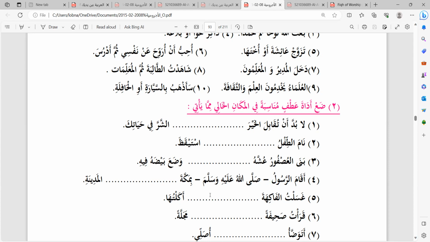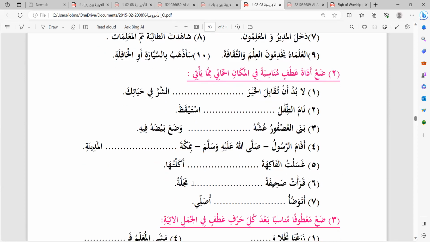أقام الرسول صلى الله عليه وسلم بمكة ثم غسلت الفاكهة فأكلتها. قرأت صحيفة. ما معنى مجلة؟ مجلة is like a magazine basically. Okay. I mean magazine.